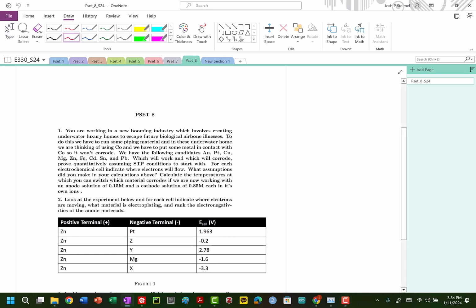All right, we are in Pset 8 solution videos. So we're looking at this problem here: a booming industry, underwater luxury homes, looking at piping materials. We're thinking of using Co. We have to put this, so basically we have a system like this. Our cell, our cobalt. So we're looking at cobalt, metals in contact so it won't corrode.